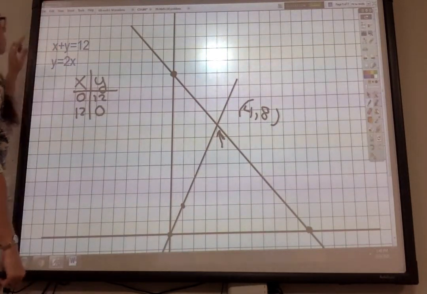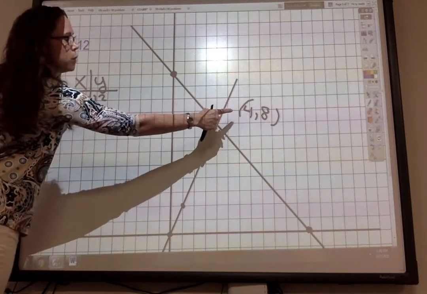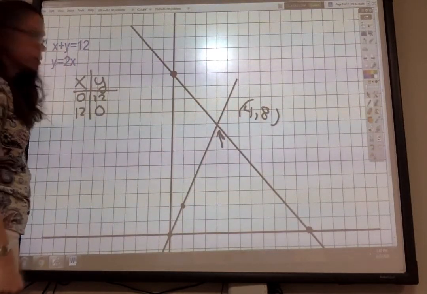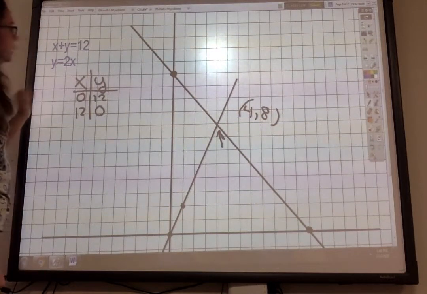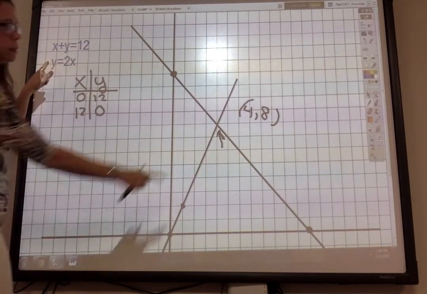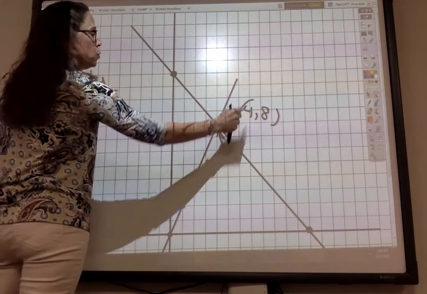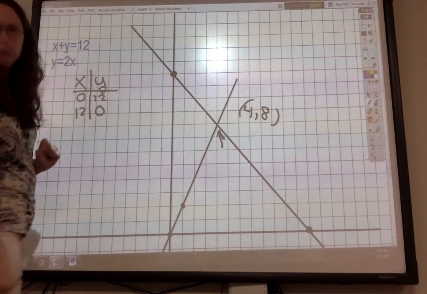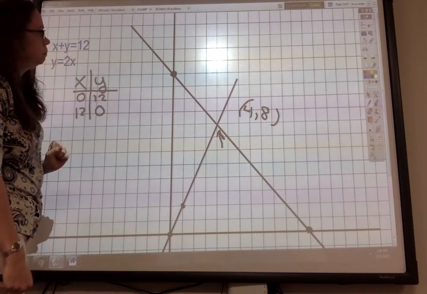So we need to check ourselves. I'm going to put 4 in for x and 8 in for y. 4 plus 8, does that equal 12? Yes, it does, so that checks. Now we're going to say y is 8, x is 4. Does 8 equal 2 times 4? Yes, so it does check.